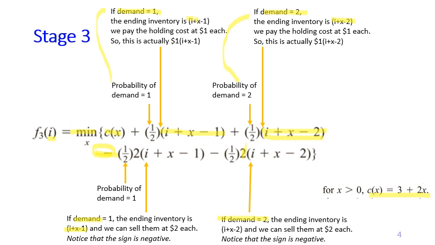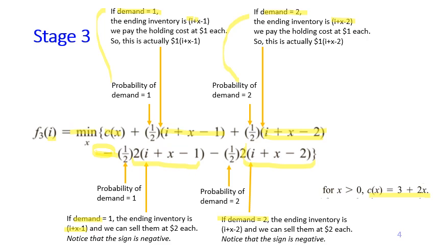So we multiply the first one with the probability that the demand is actually 1, and that probability is half. We multiply the second term here with the probability that the demand is 2 units, and that probability is a half. Okay, so this is the recursion for stage 3.